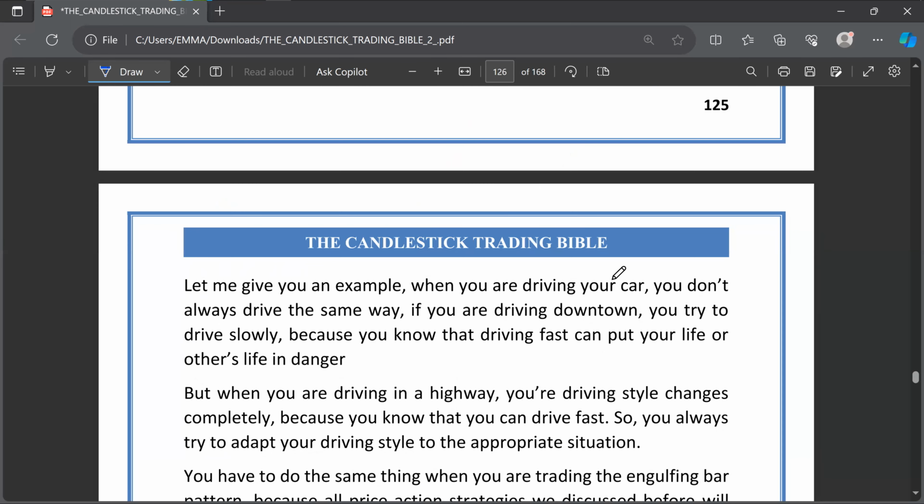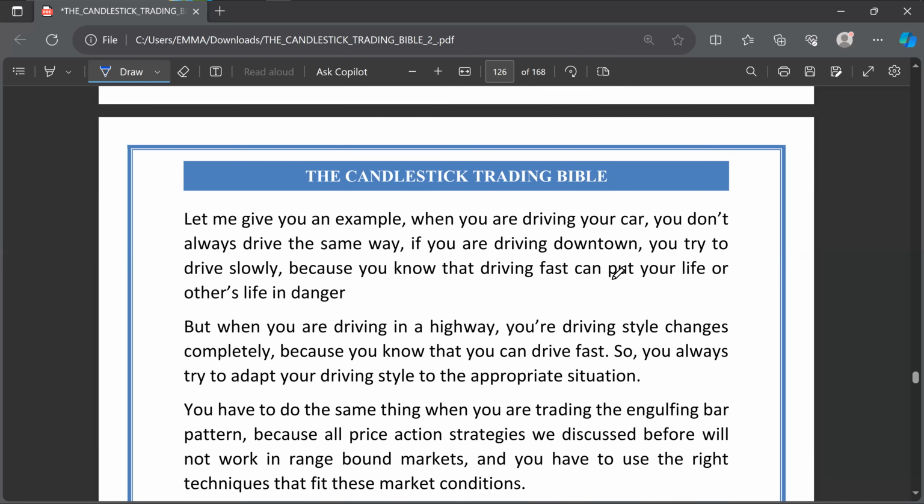Now, let me give you an example. When you are driving your car, you don't always drive the same way. If you're moving downtown, you try to drive slowly. Downtown means when you're driving in town, where people live around, in a populated area, right? You drive slowly because people are on the road, we have a lot of pedestrians. So when you're on that road, you drive slowly, because you know that driving fast can put your life or others' lives in danger.